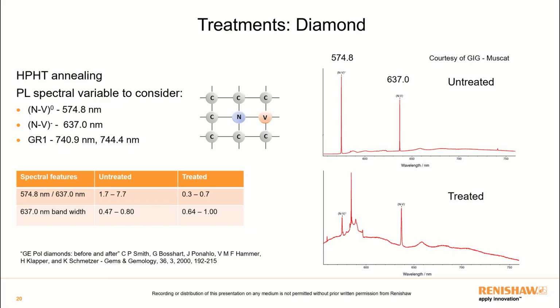So the third and very important other spectral feature that we have to consider is the general radiation center, GR1, which has got a doublet in the untreated stone at about 740, between 740 and 744. After treatment, this one fully disappears.